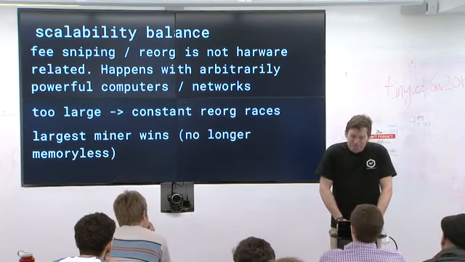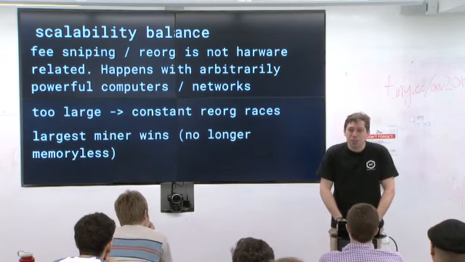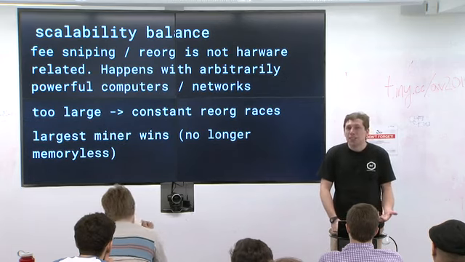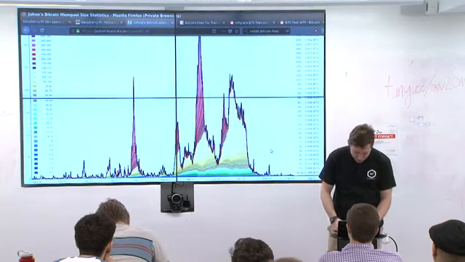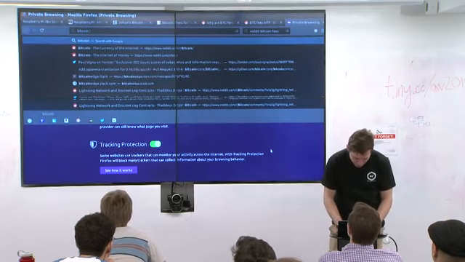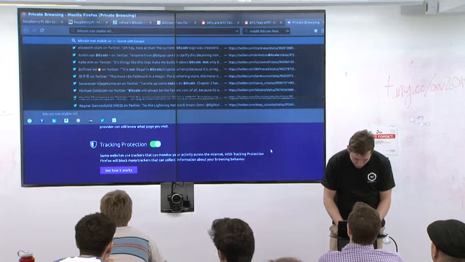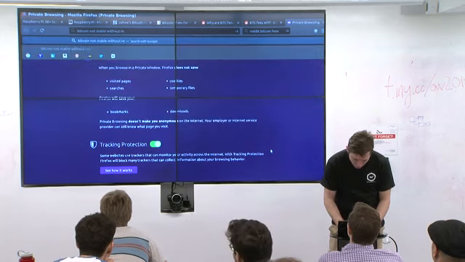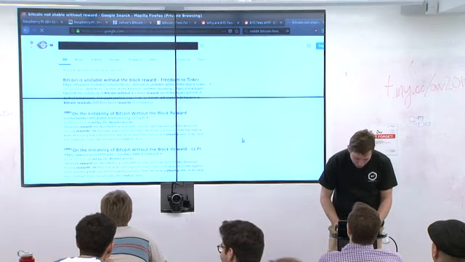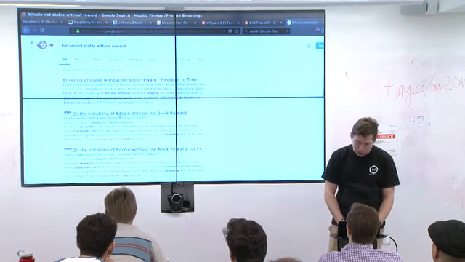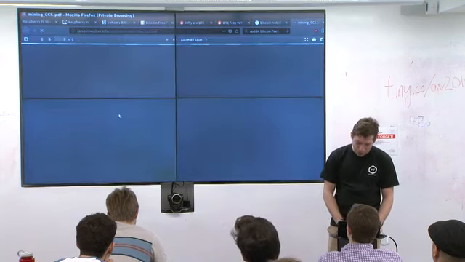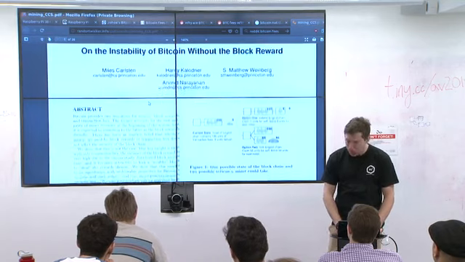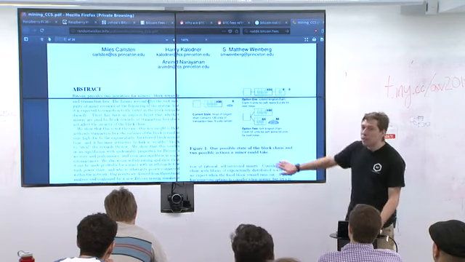There's a paper, what's it called? Bitcoin is not stable without a fee or something. It's Princeton guys, right? Bitcoin, on the instability of Bitcoin without the block reward. And to be fair, these are Princeton guys, and they write about this issue.